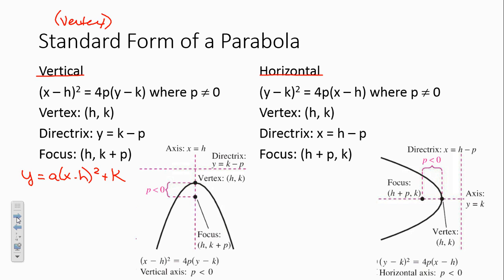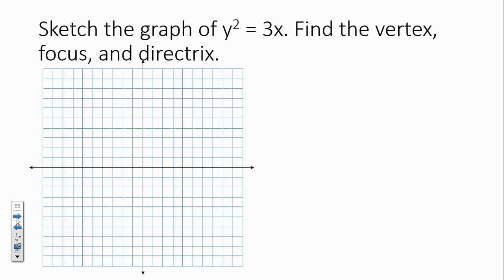All right, I think everybody's finished writing. Okay, so we're going to sketch the graph of y squared equals 3x. And we're going to find the vertex, the focus, and the directrix. Okay?